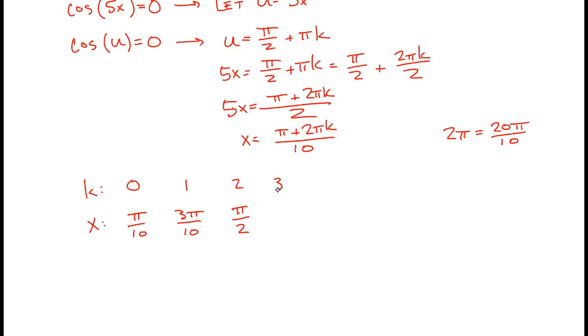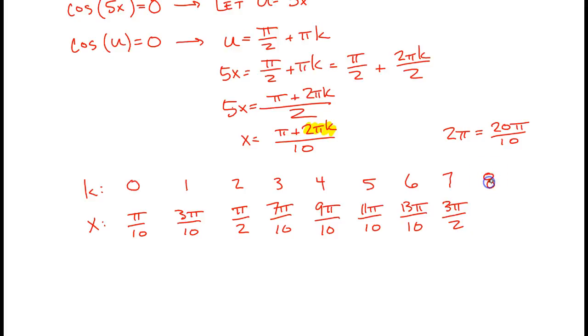If k equals 3, we get 7 pi over 10 as a solution. K equals 4, we get 9 pi over 10 as a solution. K equals 5, we get 11 pi over 10. Hopefully you see the pattern here. We're going up by 2 pi in our numerator each time because we're adding 2 pi k each time. We're adding 2 pi each time k increases by 1. When k equals 6, we have 13 pi over 10. When k equals 7, we have 15 pi over 10. That's the same as 3 pi over 2.